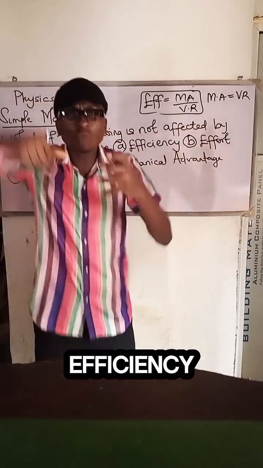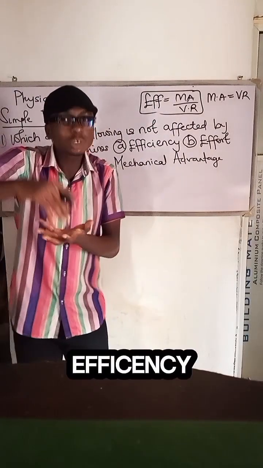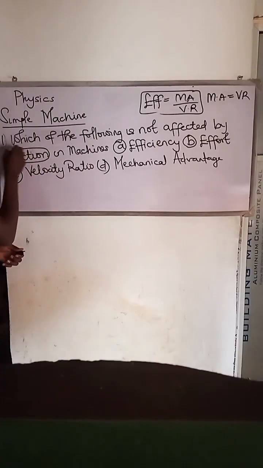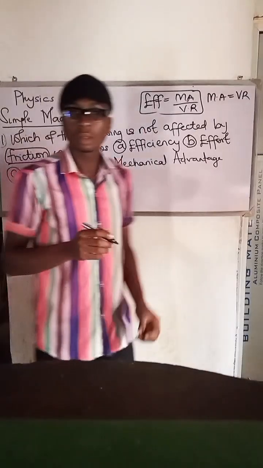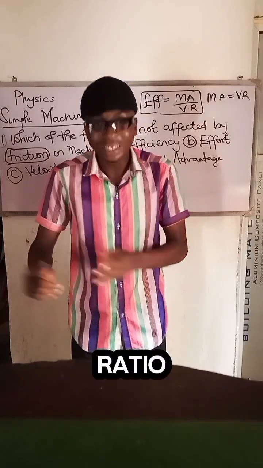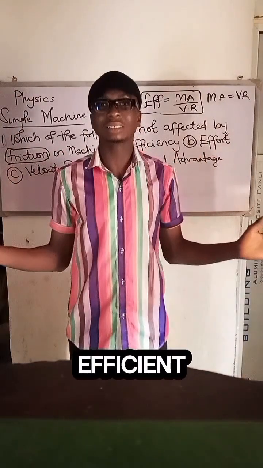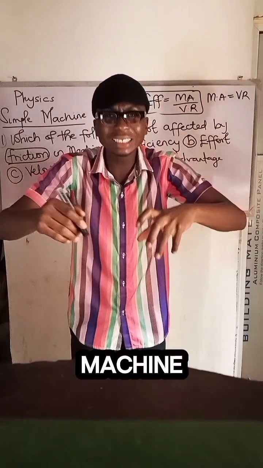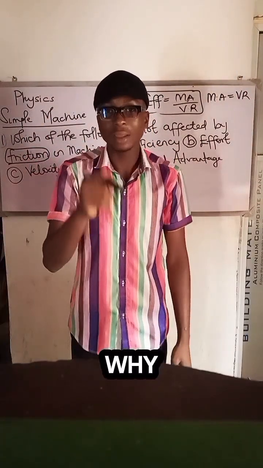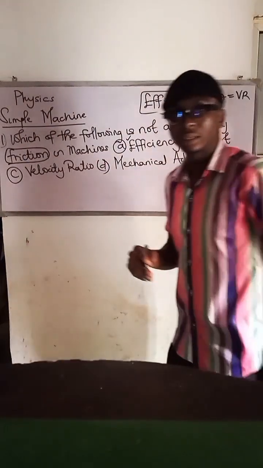But the efficiency of a machine can never be 100%. Why? Because of friction. I said if mechanical advantage is equal to velocity ratio, then the machine is 100% efficient. But a machine, even a new machine, cannot be 100% efficient. Why? Because of friction.